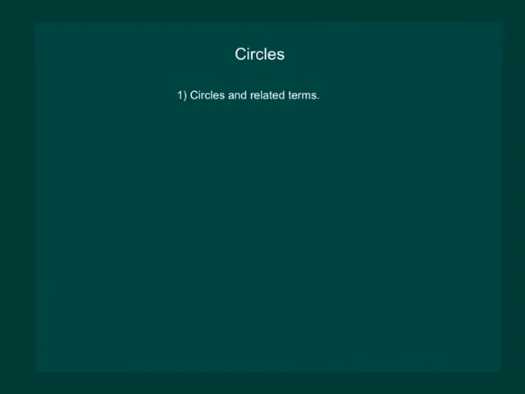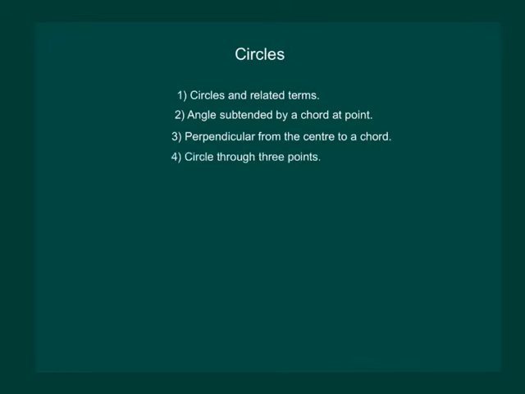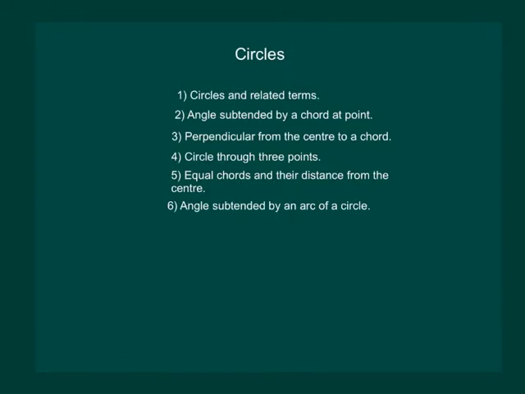Circles. We shall start this chapter with introduction of circles and related terms. Next we study angle subtended by a chord at a point. We then move to perpendicular from the center to a chord. Next, circle through 3 points. Then we shall discuss equal chords and their distance from the center. We shall move to angle subtended by an arc of a circle, and finally we shall study cyclic quadrilaterals.